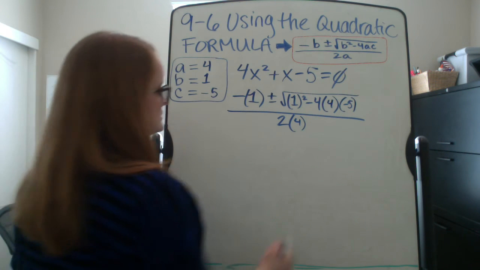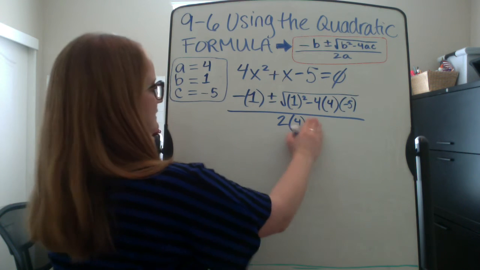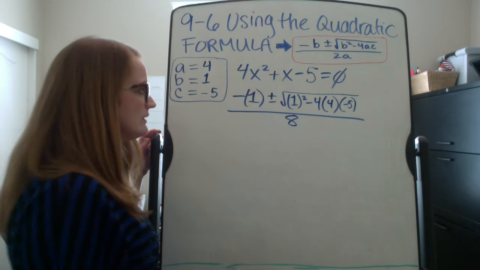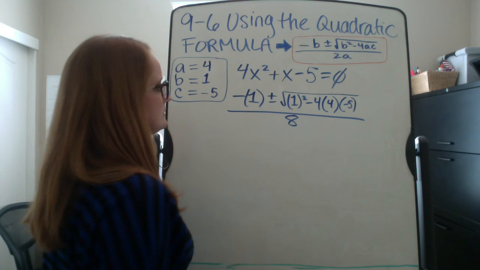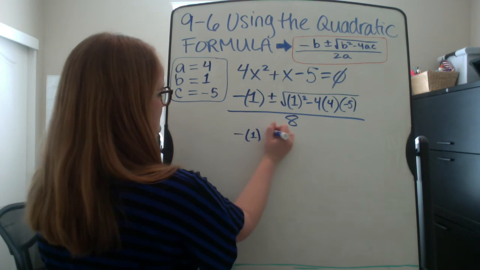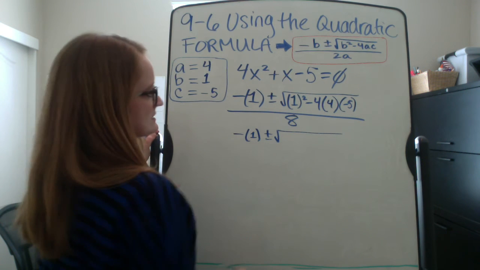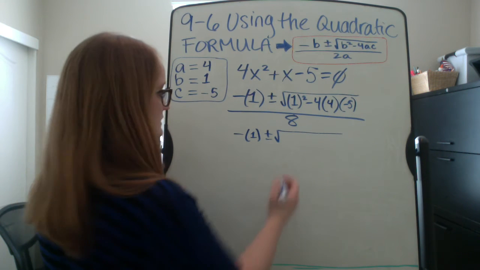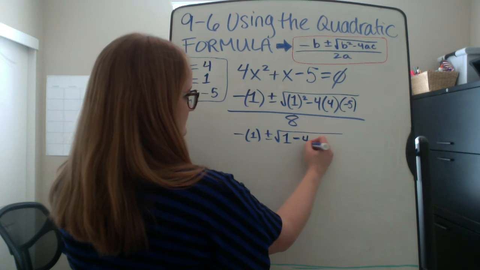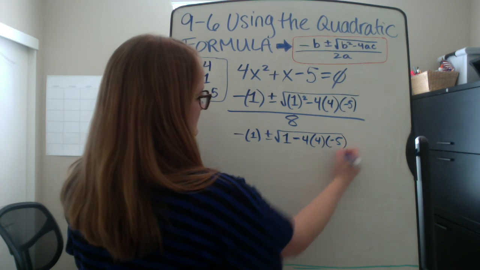One of the things we can do is simplify this right away. 2 times 4, that's easy. We'll just change that to an 8. Now we have to simplify what's inside the square root. I'm going to rewrite this whole thing so we don't get messed up and so you can see what's going on, and start simplifying. 1 squared, or 1 to the 2nd power, is just 1. Minus 4 times -5.